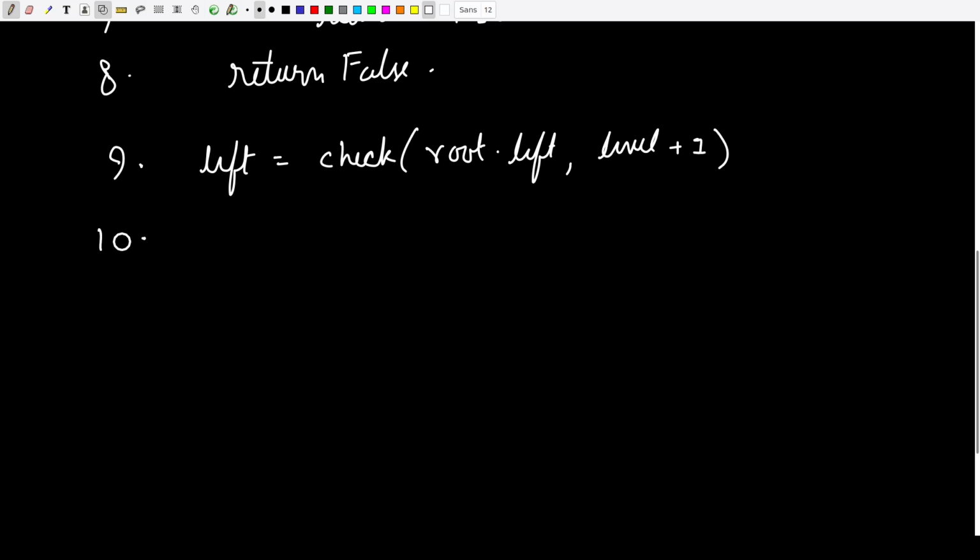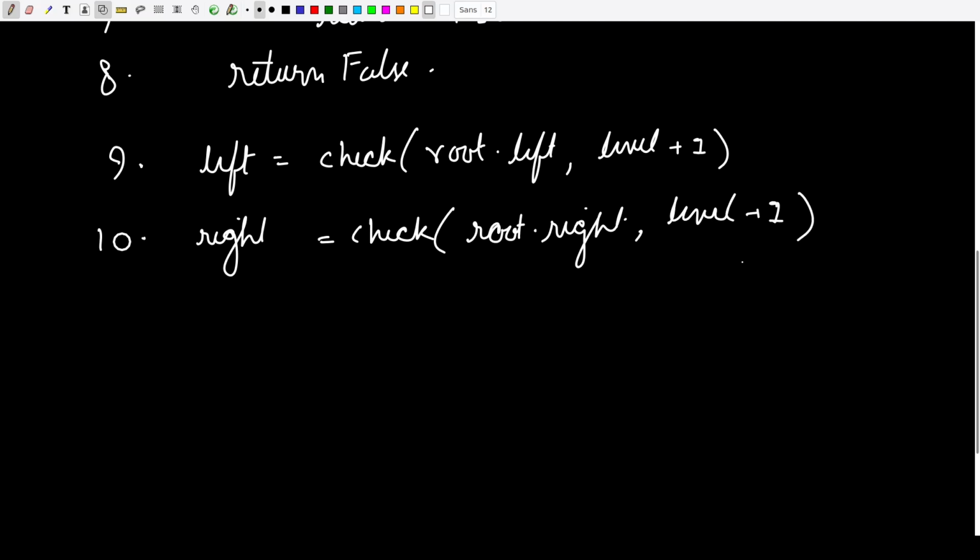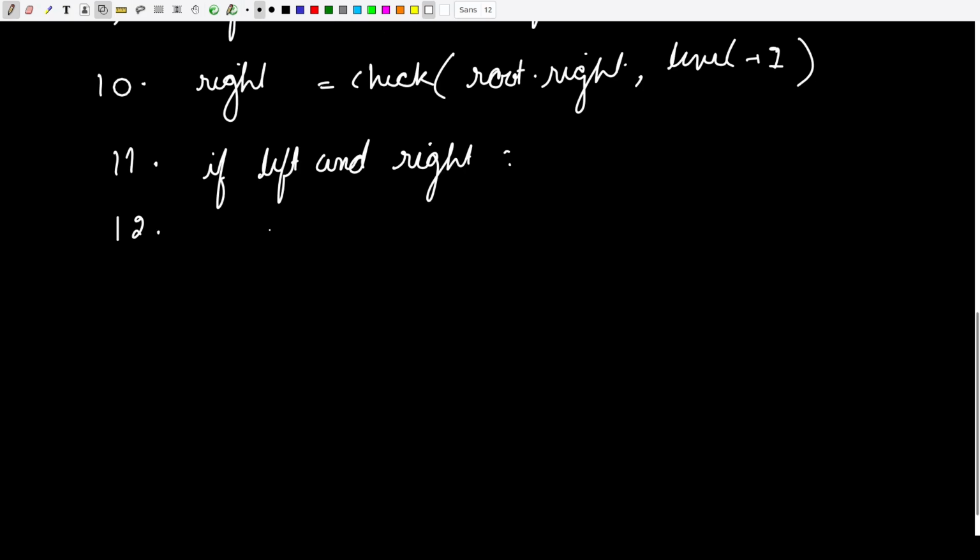All right. Similarly, I'm going to check my right subtree, and here also we will increase the level by 1. Once I have checked my left and right subtree, if both are true, in that particular case all the leaves are at the same level, so we are going to return true. If this is not the case, then they are not at the same level and we are going to return false.